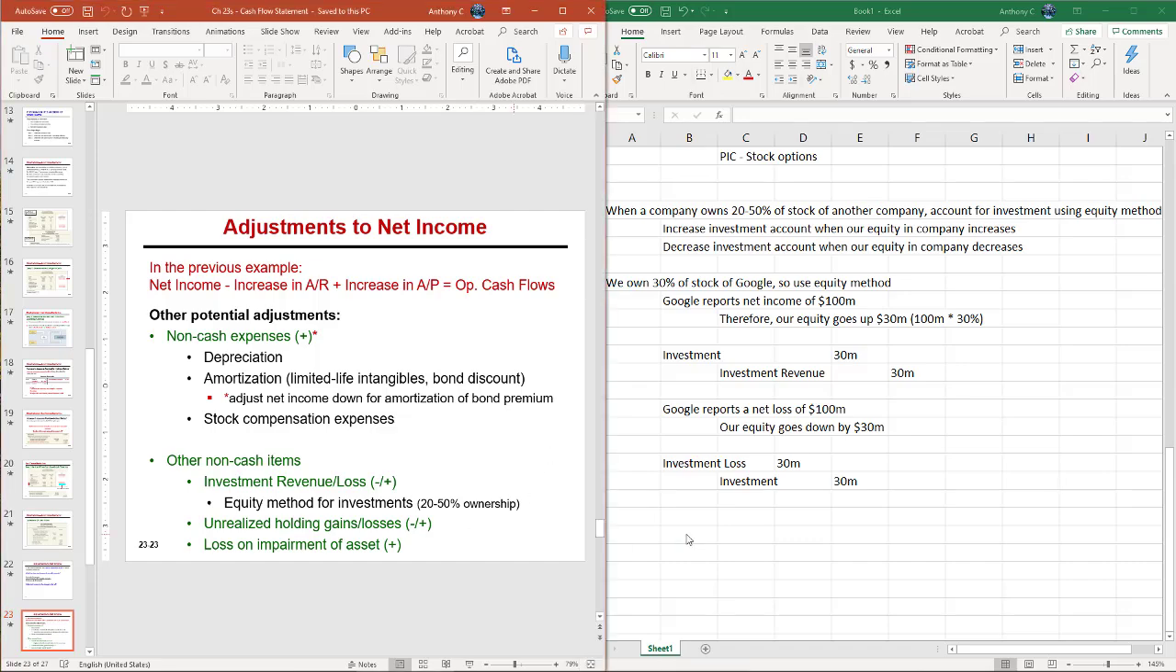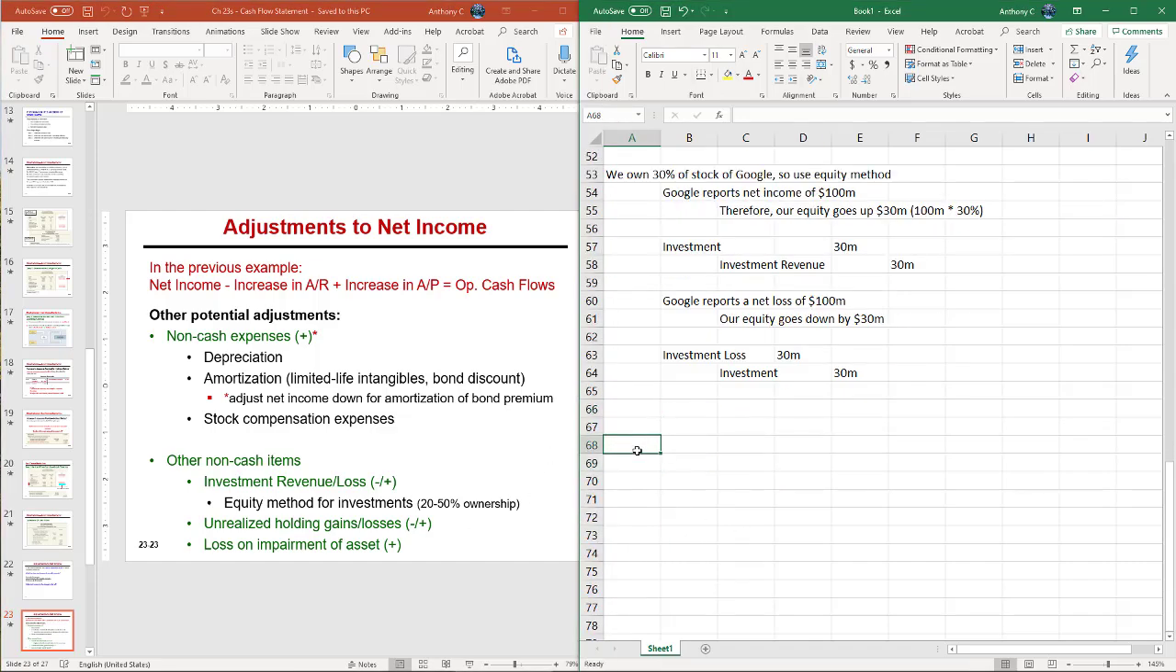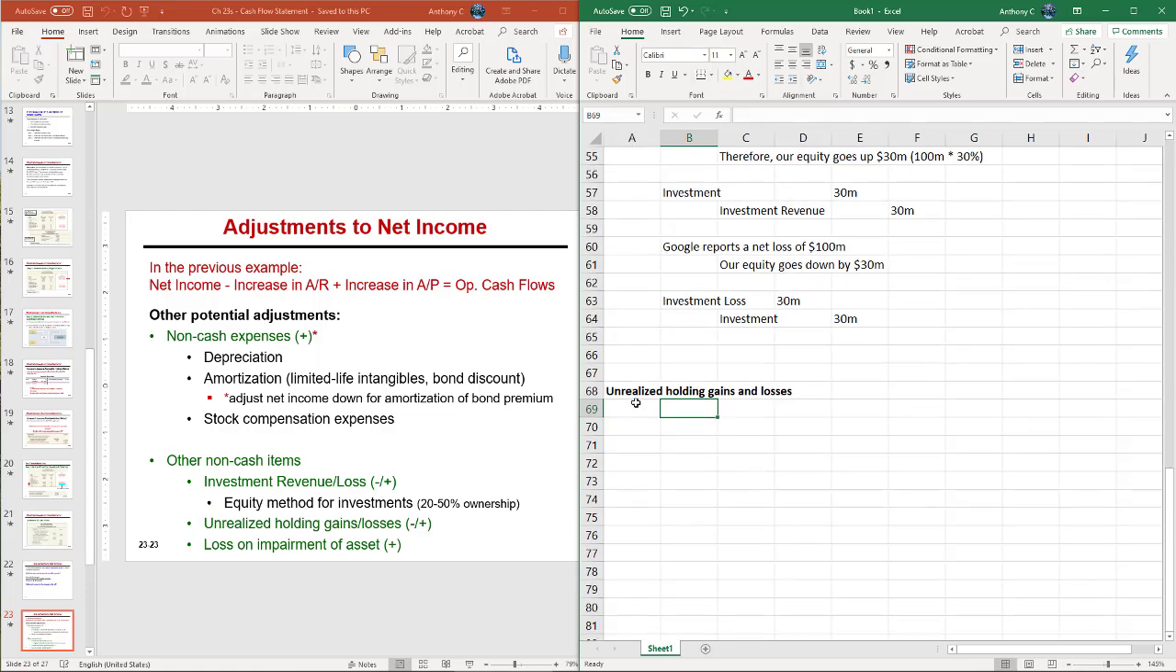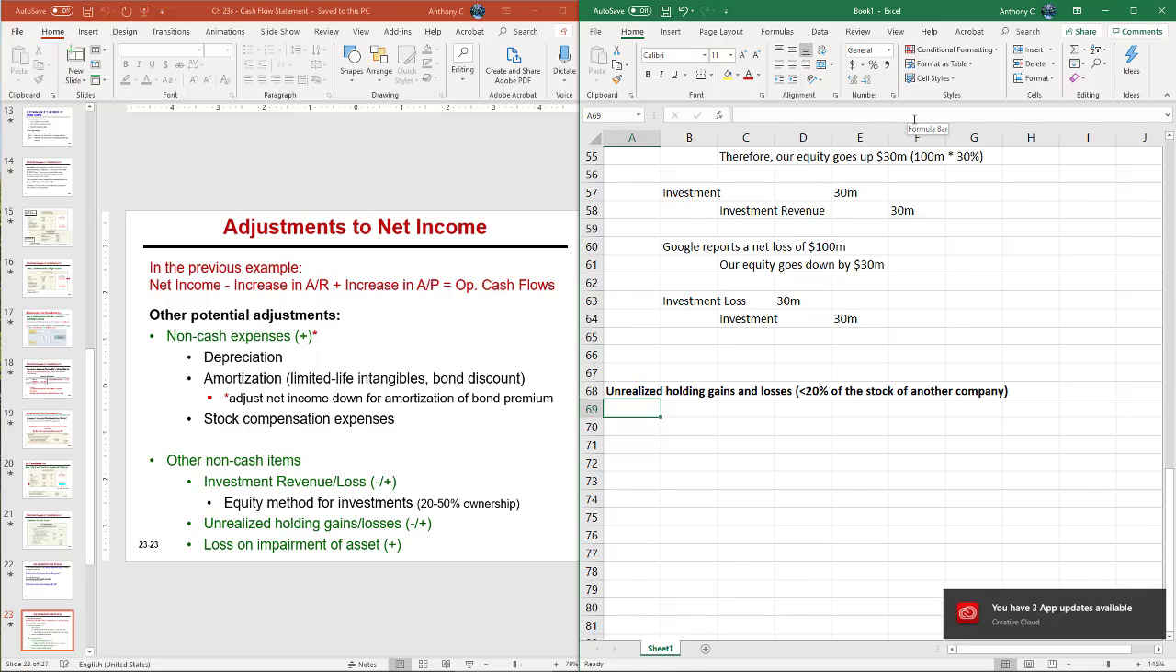The next item is unrealized holding gains and losses. For some investments, unrealized holding gains and losses will be reported in net income. For some others, they end up getting reported in OCI. So we're only going to adjust for unrealized holding gains and losses that get reported into net income. And so this occurs when we own less than 20% of the stock of another company, or in other words, we account for something like a trading investment.